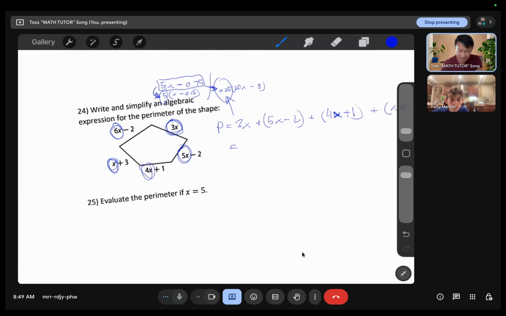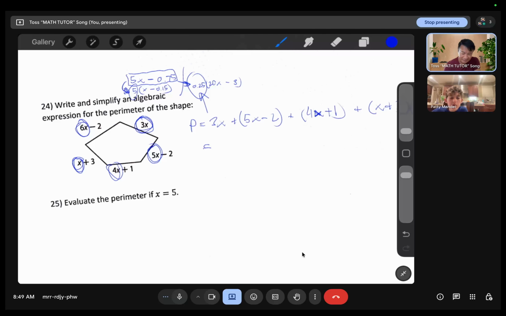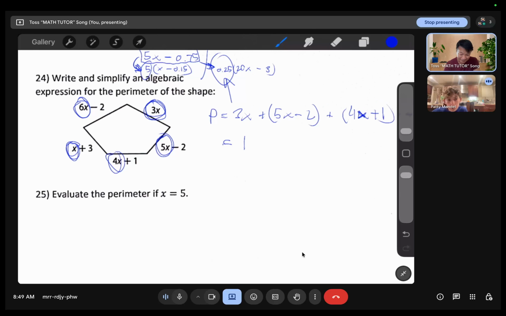So anyway, what do you think? It should be 19x? Wait, let's go for the x's again. For all the x's, right? Let me see. 3x plus 5x, that's 8x. I'm going around this way, clockwise. 8x, 9, 10, 11, 12, 12x right here. 13x. Don't forget there's a 1x, 13x. 13x plus 6x, that's 19x.